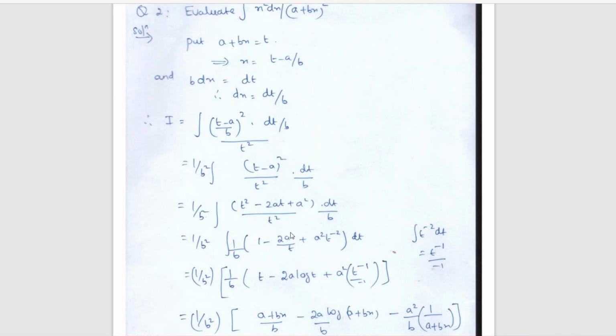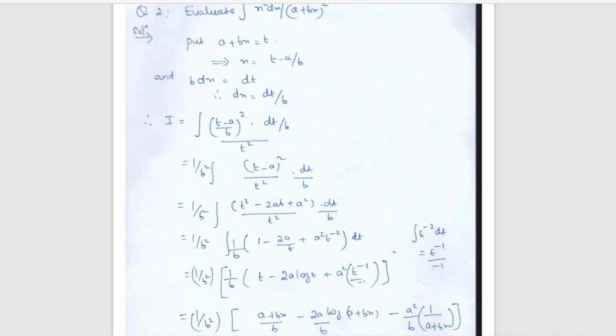The function is 1 by t. Integral 1 by t dt. What is integral 1 by t dt? It is log t. How is it log t? What's the formula? Integral 1 by x dx is log x. Or we can say like this: if the differentiation of the denominator is in the numerator, what is the differentiation of t? dt.